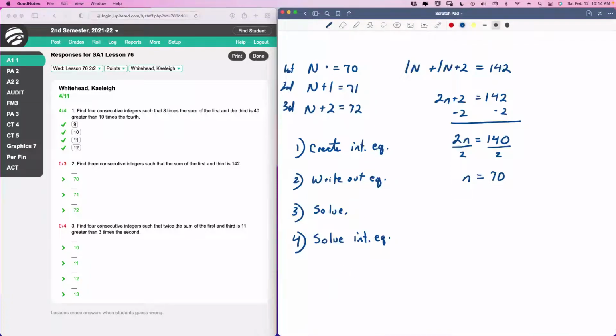Create your integer equations. This is first, this is second, this is third. And then this part right here is fourth. This is the last part. This is the part that you type into the blanks: 70, 71, 72. Okay?